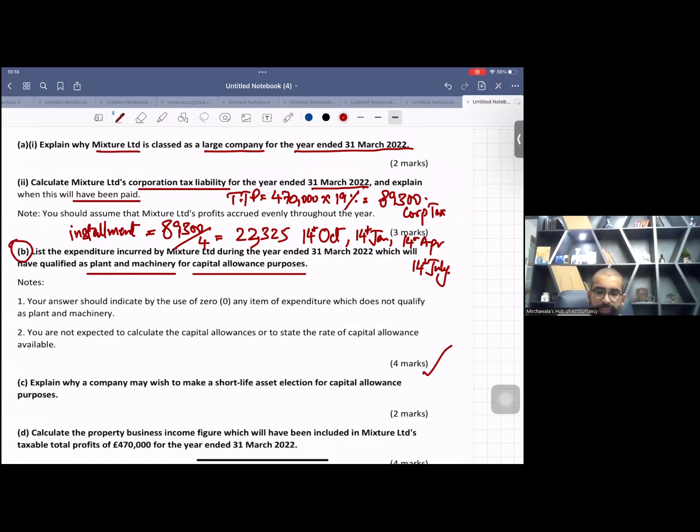Your answer should indicate by the 0 of any expenditure which does not qualify as plant or machinery. You are not expected to calculate the capital allowance. See, no need to calculate the capital allowance, no need to discuss the rate as well. This requirement is also done, students.